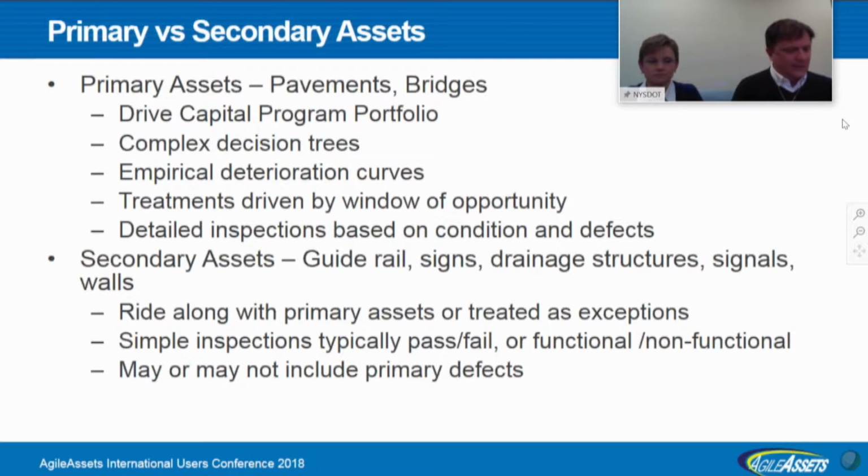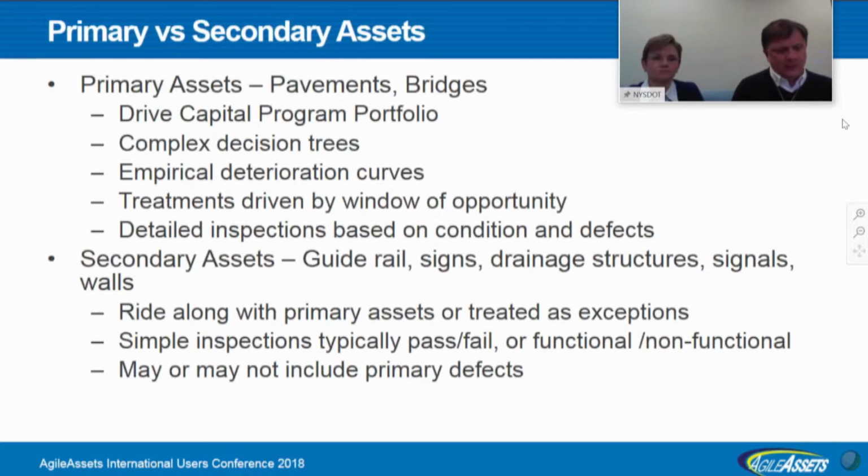But we are beginning to tackle some of that, really starting by just trying to get a handle on the inventory and inspection of these things. We are starting to do simple inspections. They're typically pass-fail. We're using more functional or non-functional, not functioning as originally designed. And I've seen folks in Utah who use like a good, fair, poor rating scale for these secondary assets when they're inspected.